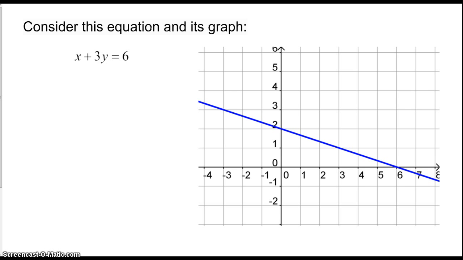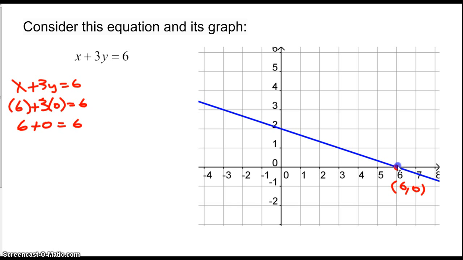For example, here's a point that's on this line, right? This point is 6 for x and 0 for y. If I plug those values in for x and y, it should make the equation true if this really is an equation of the line. Let's see if that's true. If I plug 6 in for x and 0 in for y, I get 6 plus 0 equals 6, 6 equals 6. So yeah, that point is on the line. That one checks out, right?